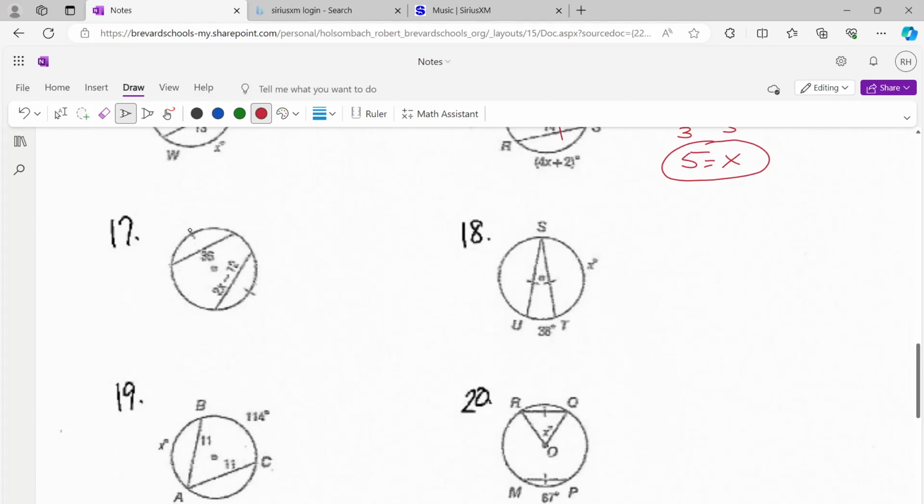All right, in this case, we have two congruent arcs. If two arcs are congruent, then their corresponding chords are congruent. That makes this 36 here equal to 2x minus 12. So add 12 to each side. And 48 equals 2x. Then divide both sides by 2. And 24 is equal to x.